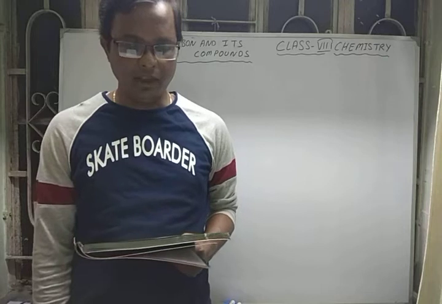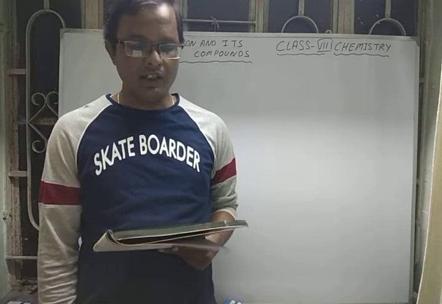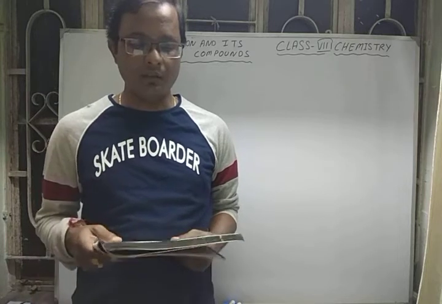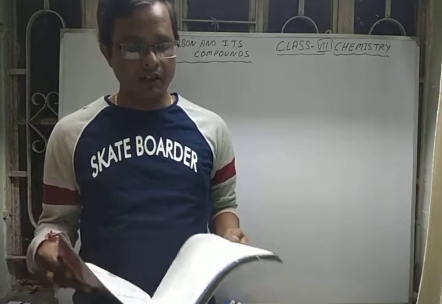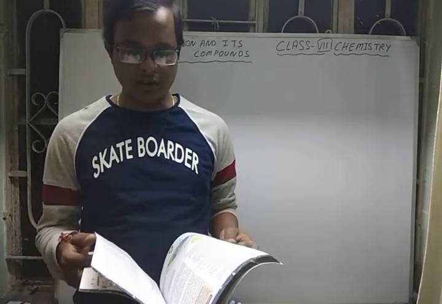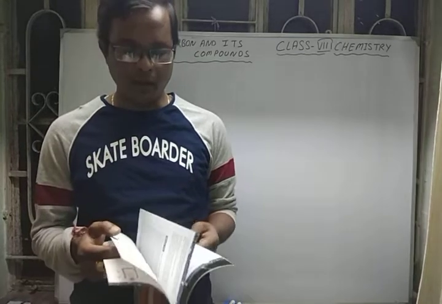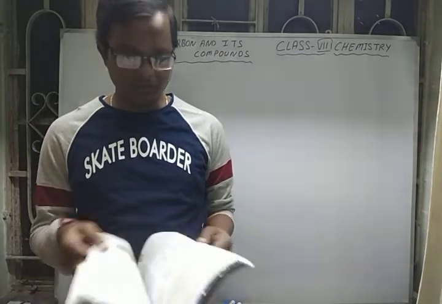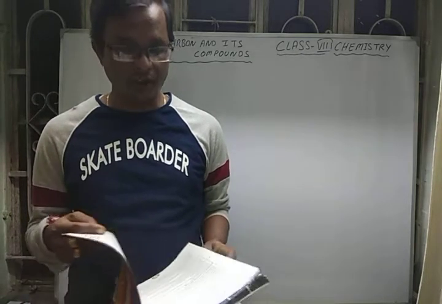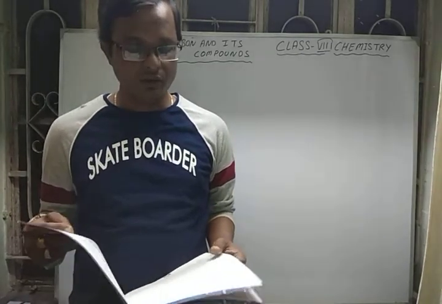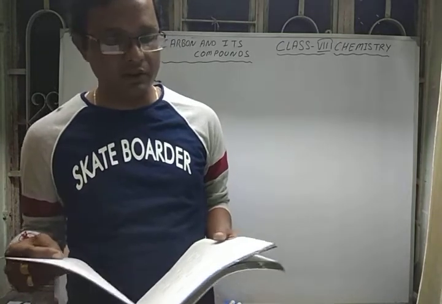Then complete the following word equations and write the chemical equations also. Zinc oxide plus carbon monoxide. Very good question. Here carbon monoxide acts as a good reducing agent, so carbon monoxide will take the oxygen from the zinc oxide to give out pure zinc, and carbon dioxide gas is produced.